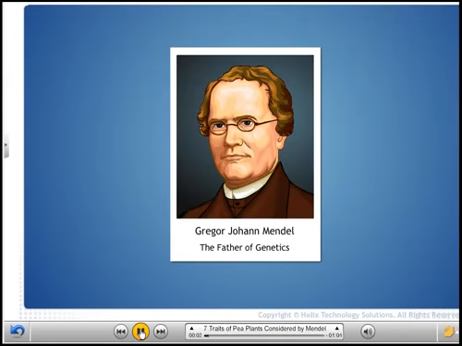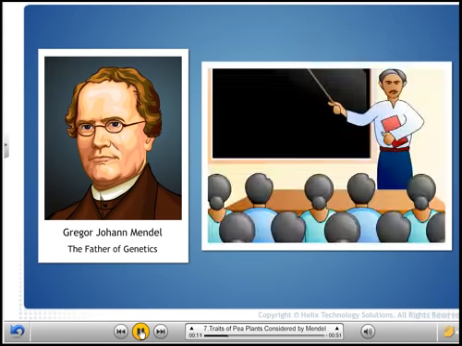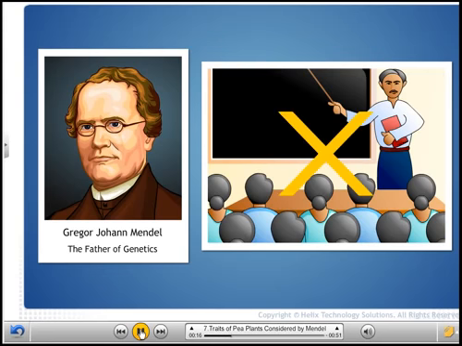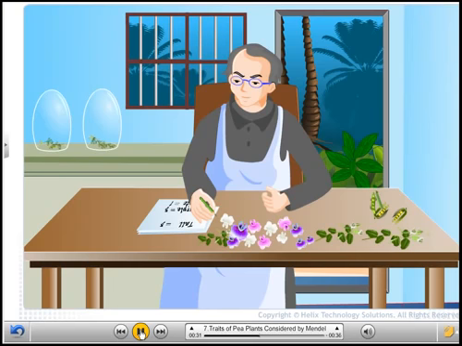Did you know that Mendel was educated in a monastery and studied science and mathematics at the University of Vienna? He wanted to be a teacher, but he failed the teaching examination. However, he did not lose hope. He returned to the monastery and started growing pea plants in the garden. Mendel blended his knowledge of science and mathematics to keep count of the pea plants exhibiting a particular feature in each generation.